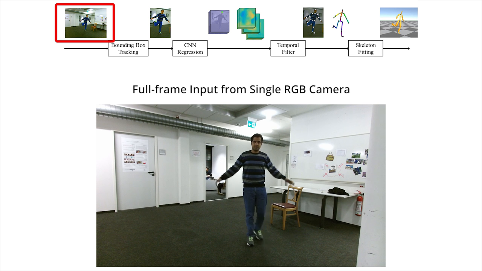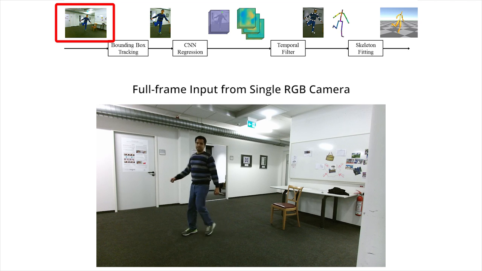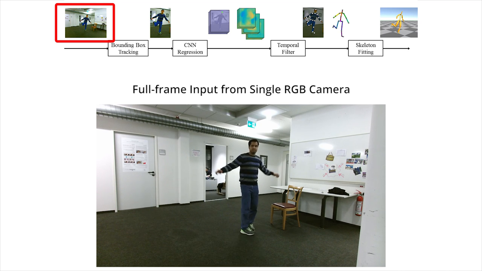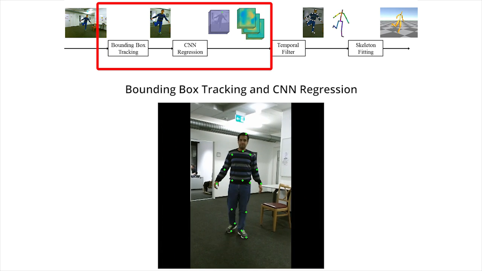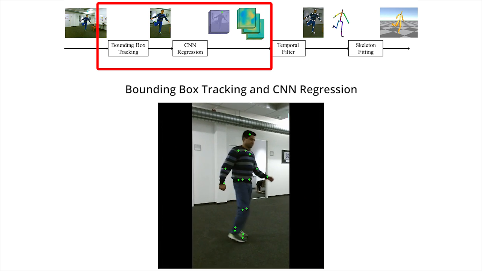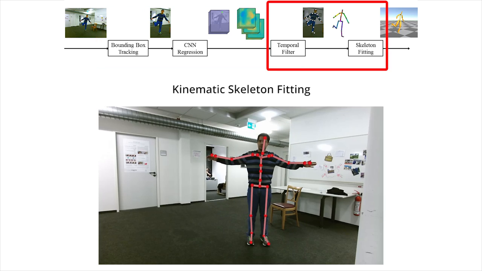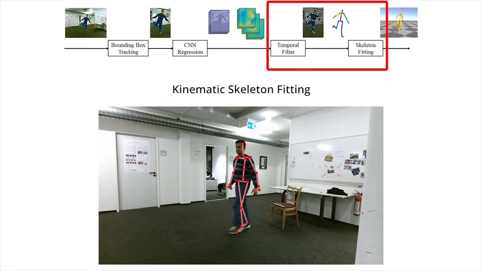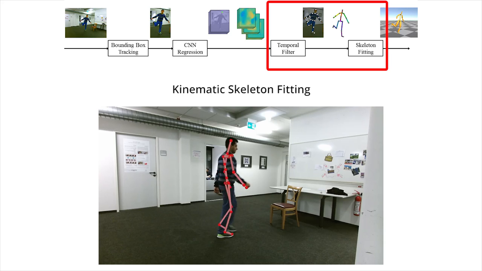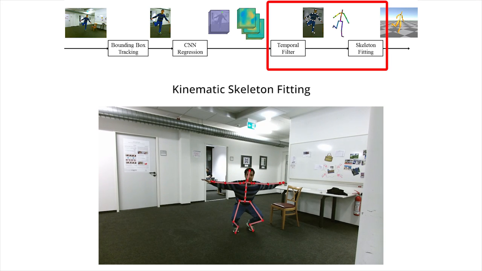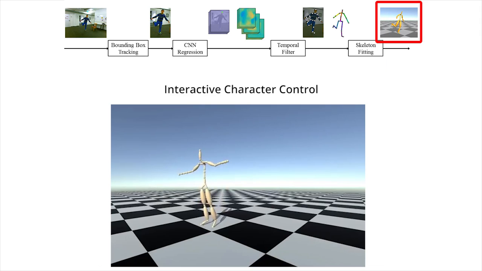We assume full frame input for any available commodity RGB camera. In conjunction with the CNN, we track a bounding box around the actor and predict 2D and 3D joint positions. These predictions are fed to a kinematic skeleton fitting method that estimates the joint angles of a kinematic skeleton in a smooth manner. These joint angles can be used in applications such as interactive character control.